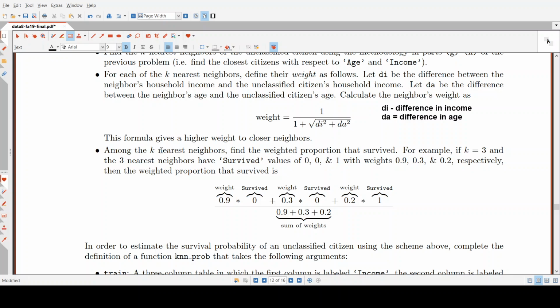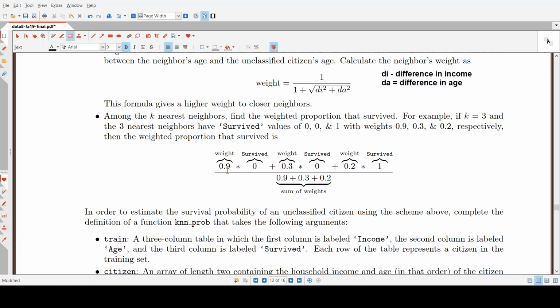Among the k nearest neighbors, find the weighted proportion that survived. For example, if k is 3, and the 3 nearest neighbors have survived values of 0, 0, and 1, with these weights, the proportion that survived is the weight multiplied by survived, summed for every single person, divided by all the weights added up.